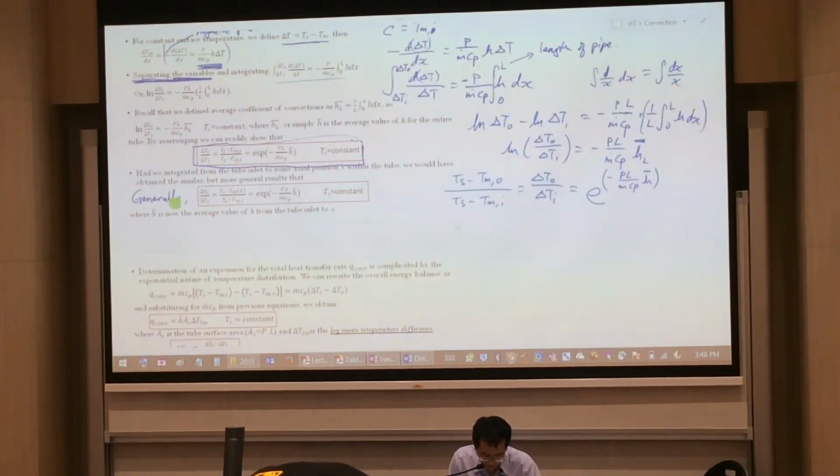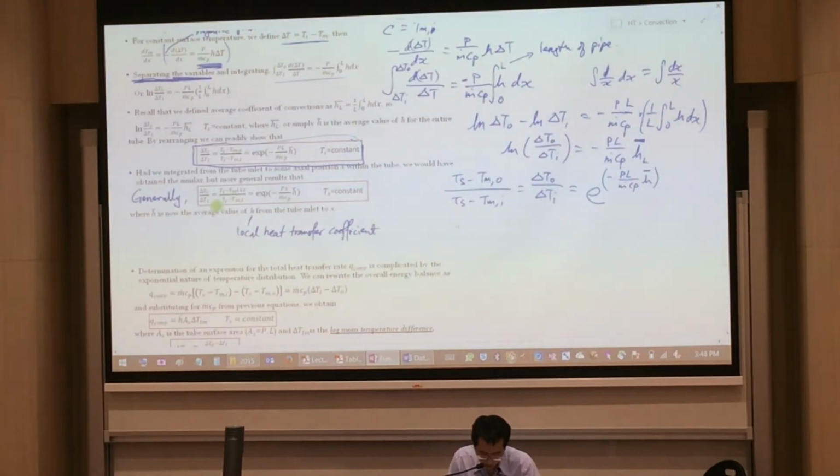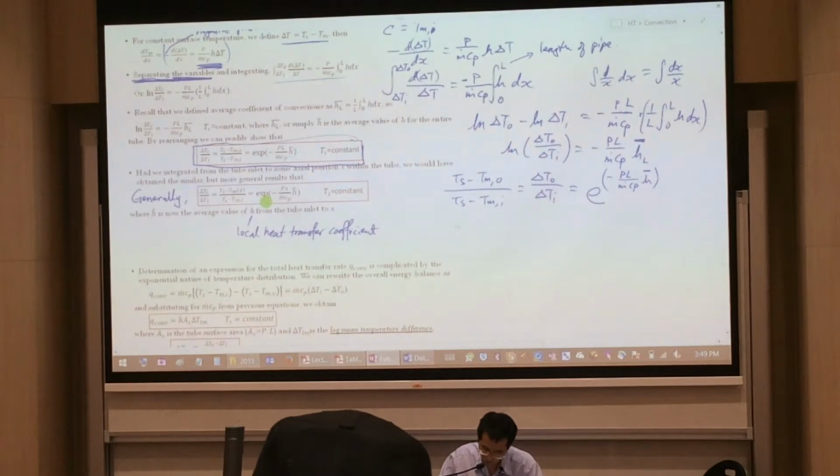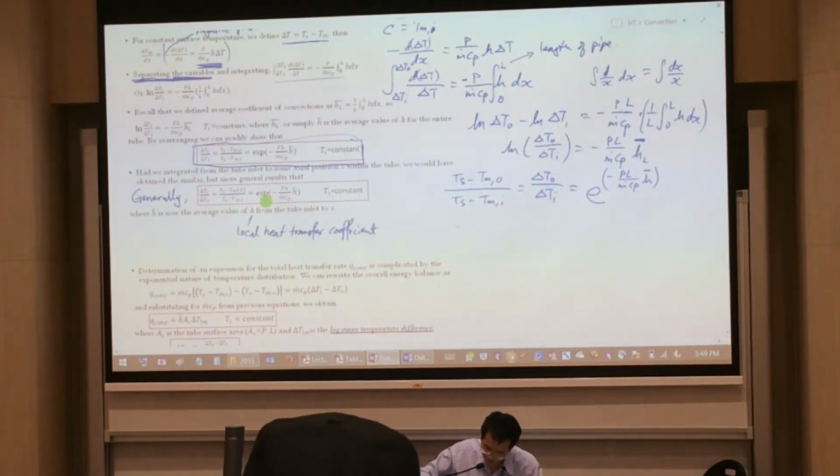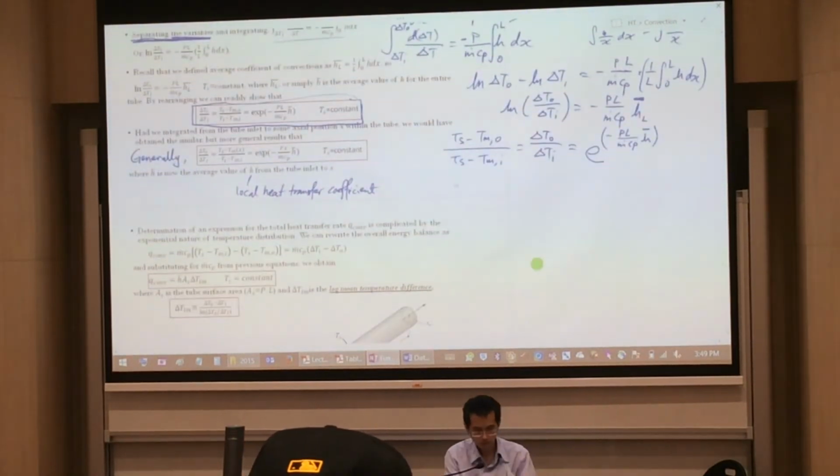Now note that this h bar is actually the average of the local h here, that's your local heat transfer coefficient. So we need to have an expression to cover the entire heat transfer coefficient along the entire length of the pipe.